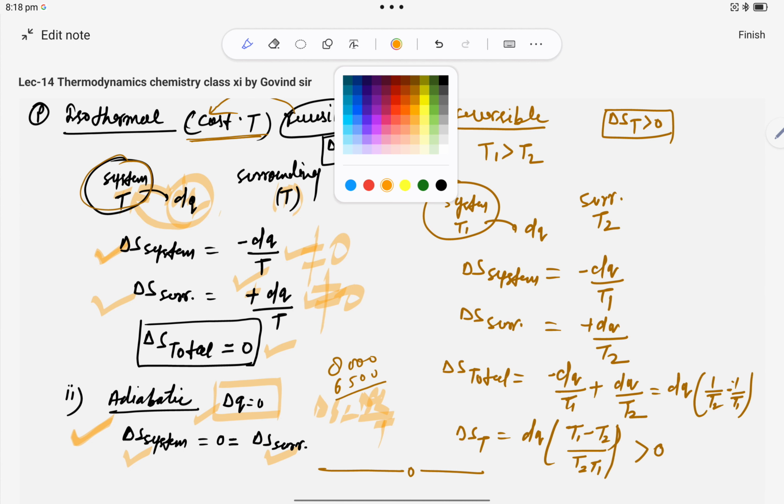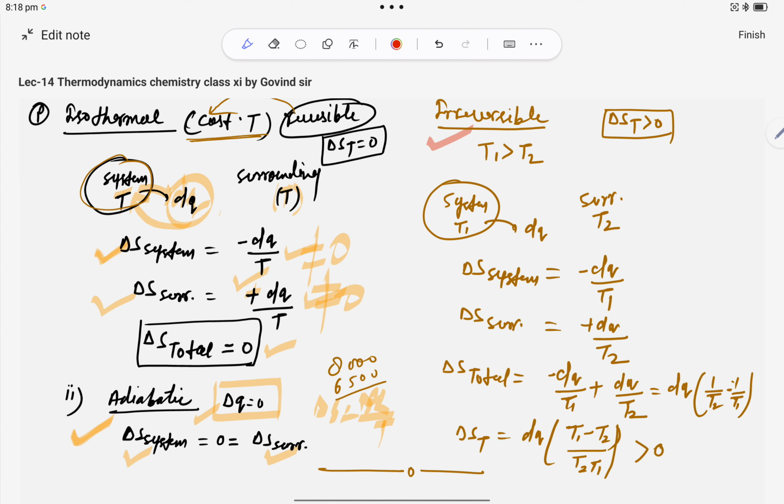Now, the irreversible process, my dear students. In the irreversible process, entropy change is greater than zero. So here, the temperature of the system is T1, the temperature of the surrounding is T2, and we are assuming that T1 is greater than T2. So dQ heat is coming into the surrounding. So delta S, the entropy change of the system, is minus dQ upon T1. And now this dQ is not returning to the system. The entropy change of the surrounding is plus dQ upon T2. So the total entropy change, adding these two values, dQ common, is dQ times (T1 minus T2) upon T1 T2. In that case, T1 is greater than T2, so T1 minus T2 means a positive value will come. Positive value means greater than zero.